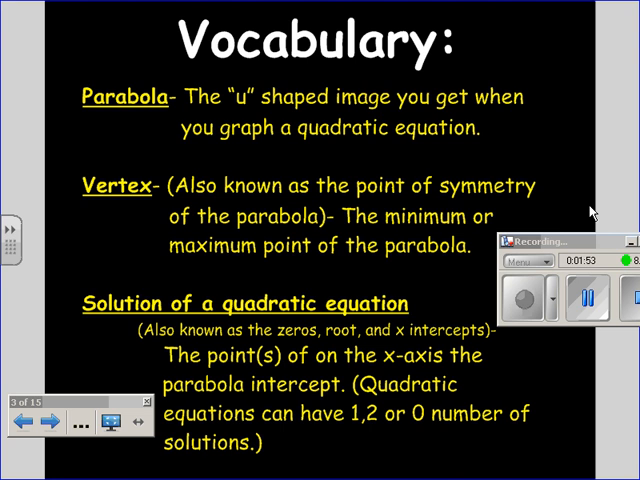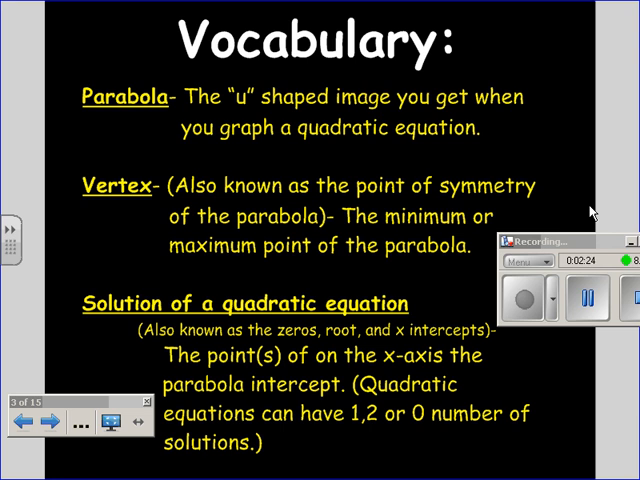Now, when we graph a quadratic equation, we are going to get a parabola. The parabola is a U-shaped image that is formed on the graph, and it is symmetrical. Other than the vertex, all the points on that parabola are going to be symmetrical, or an equal distance from the vertex. We'll discuss that later on throughout the unit and the units to come as we begin working with them.